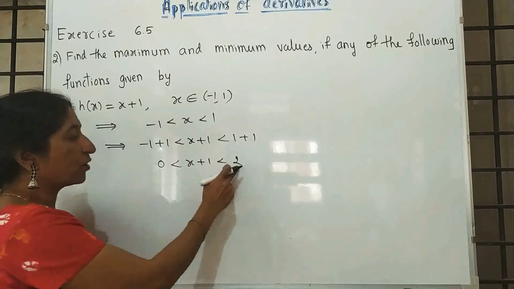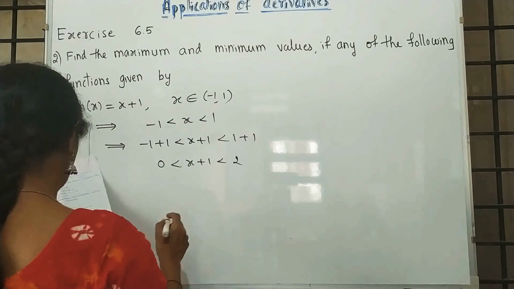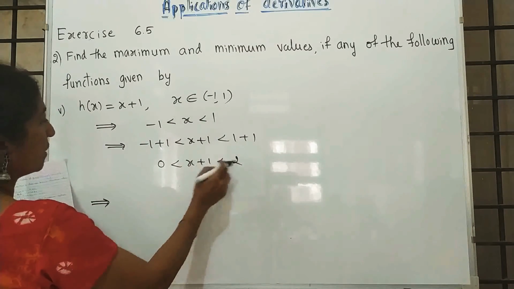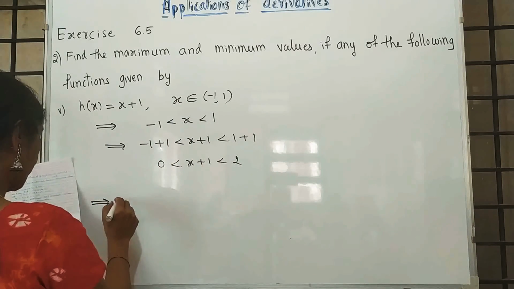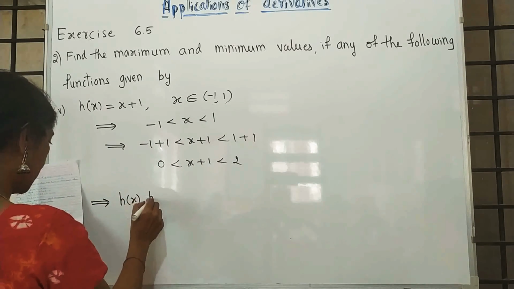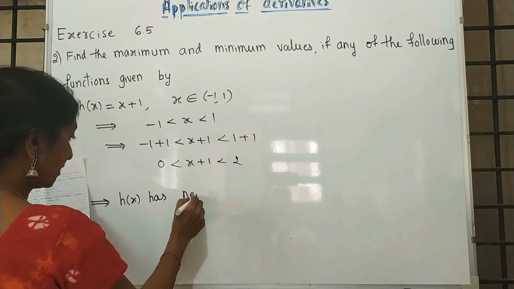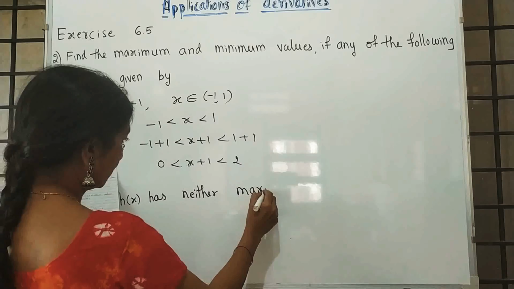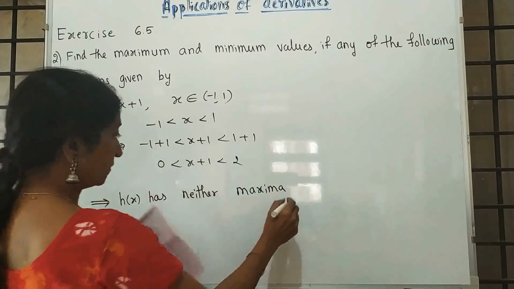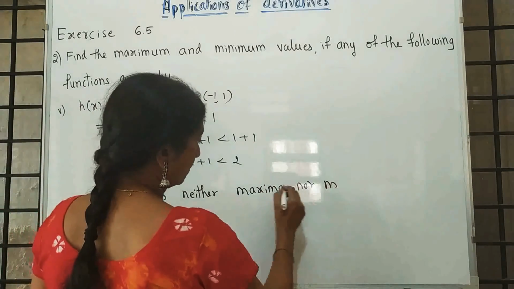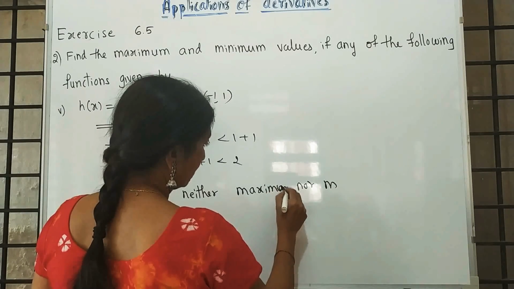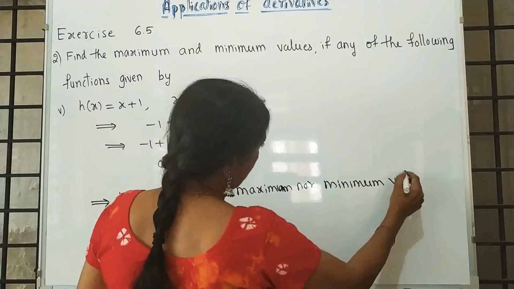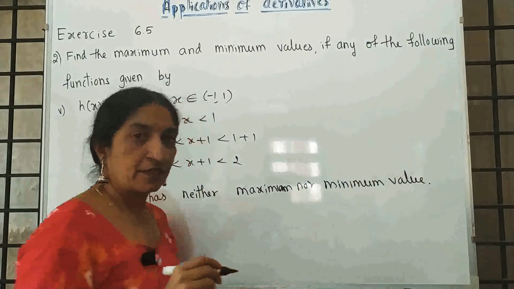See, but it is given x should lie between minus 1 and plus 1. See this, 0 and 2: they are not in minus 1 and plus 1. This implies h of x is not in between minus 1 and plus 1. h of x has neither a maximum nor a minimum value. Understood? Yes.